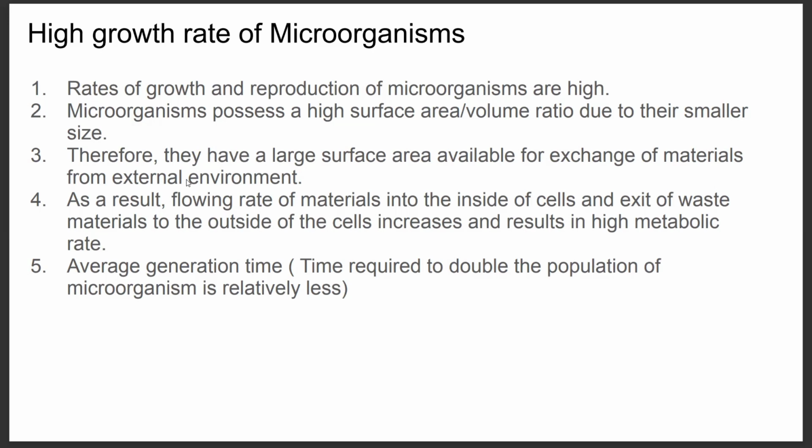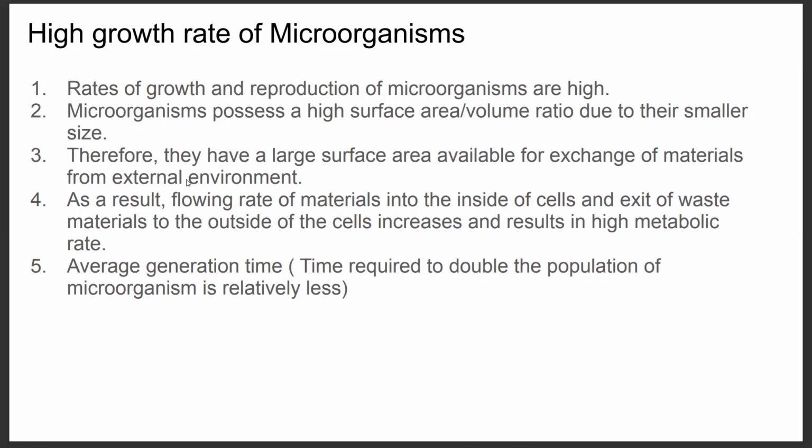Now, if we take your study table, there could be microorganisms. If there are thousands of microorganisms, average generation time means the time taken to double that population, not a single cell, that whole population, right? So that time is very low, relatively less. And the rate of growth and reproduction of microorganisms is high.